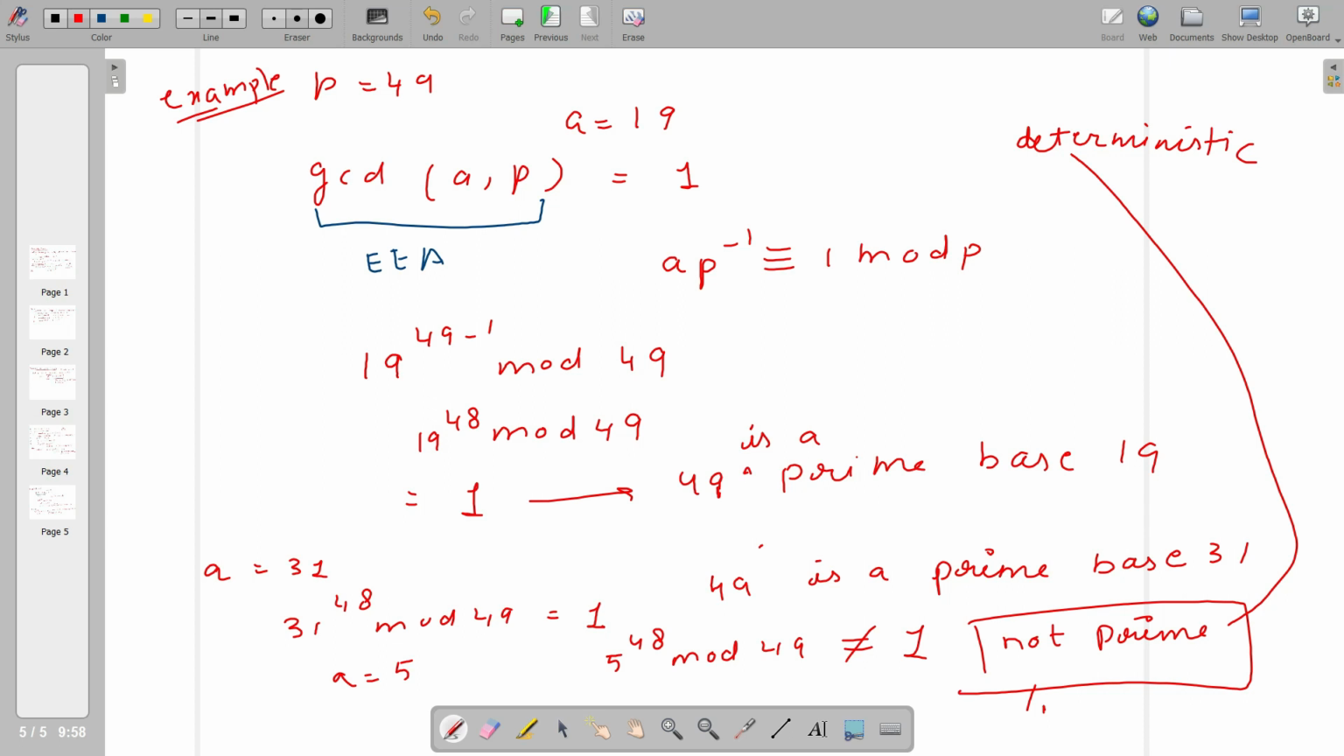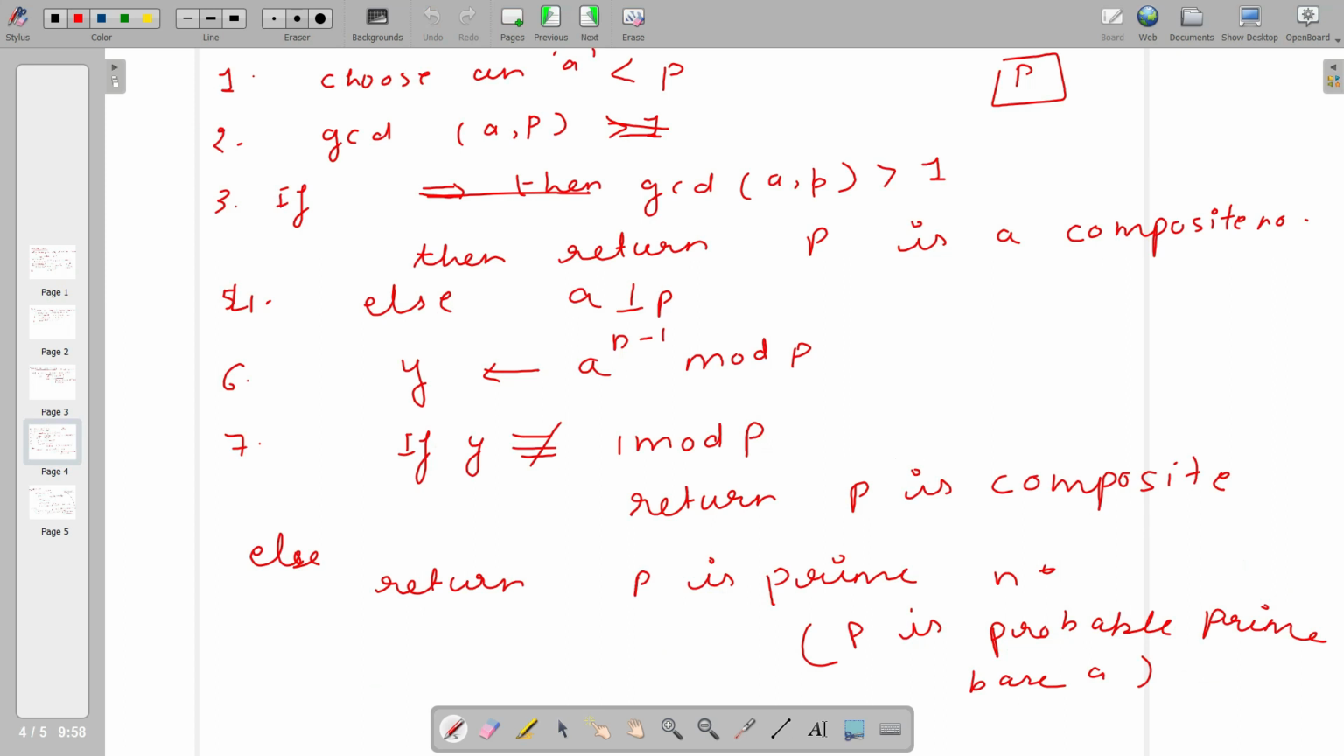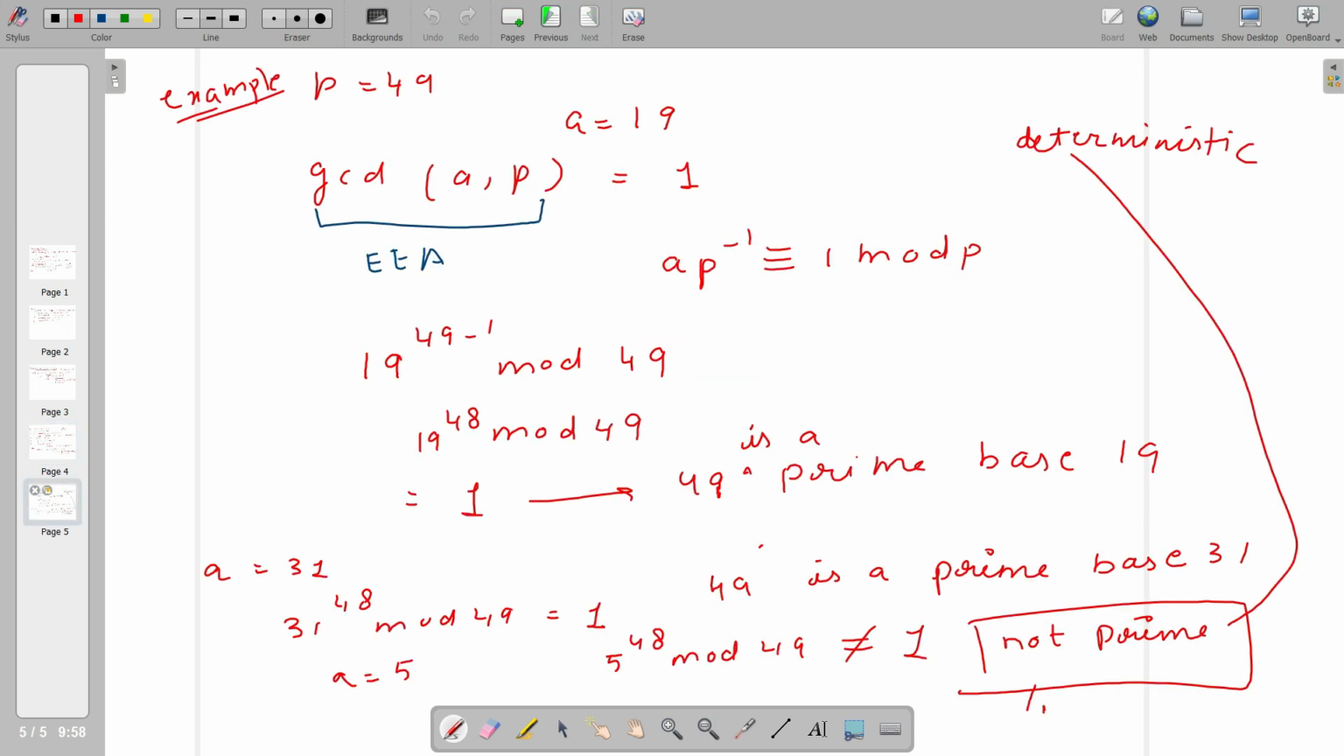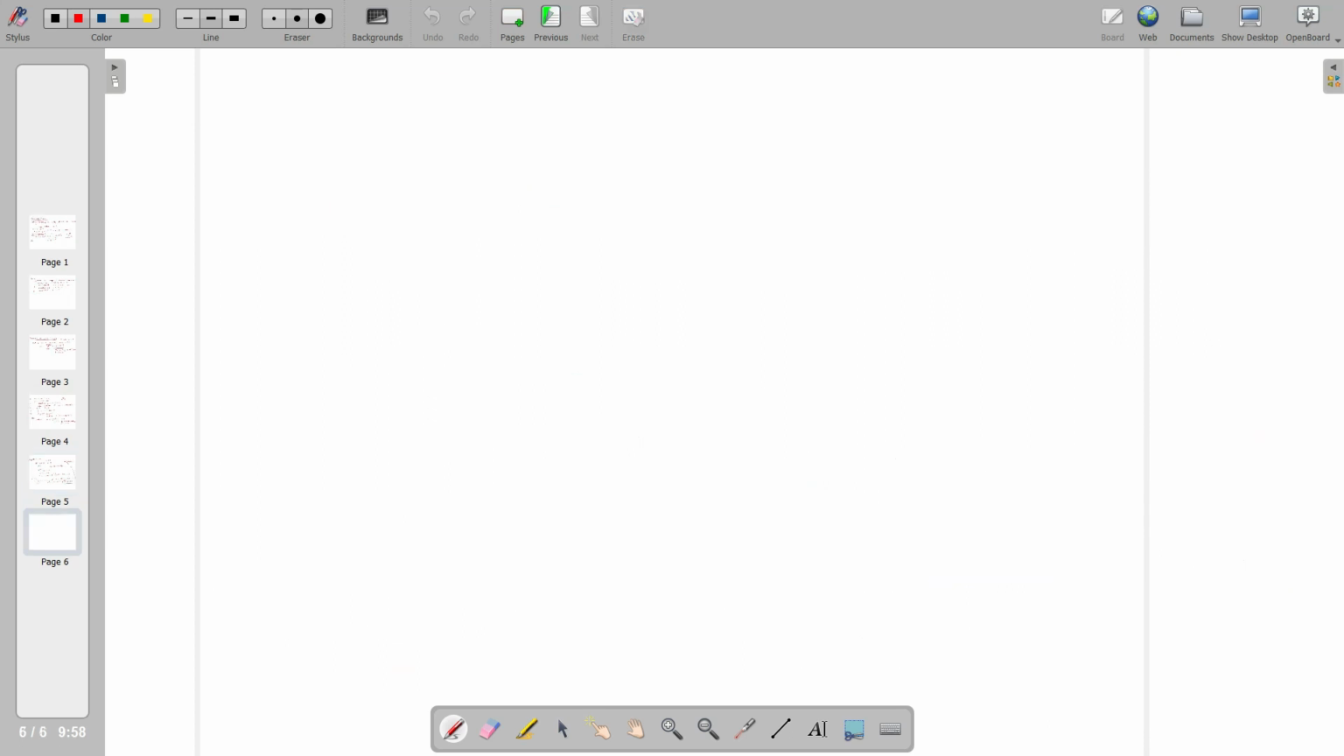So there is another test. This is Fermat's. The most used algorithm is known as Miller-Rabin primality testing. We will check that also. So the second one is Miller-Rabin primality testing.